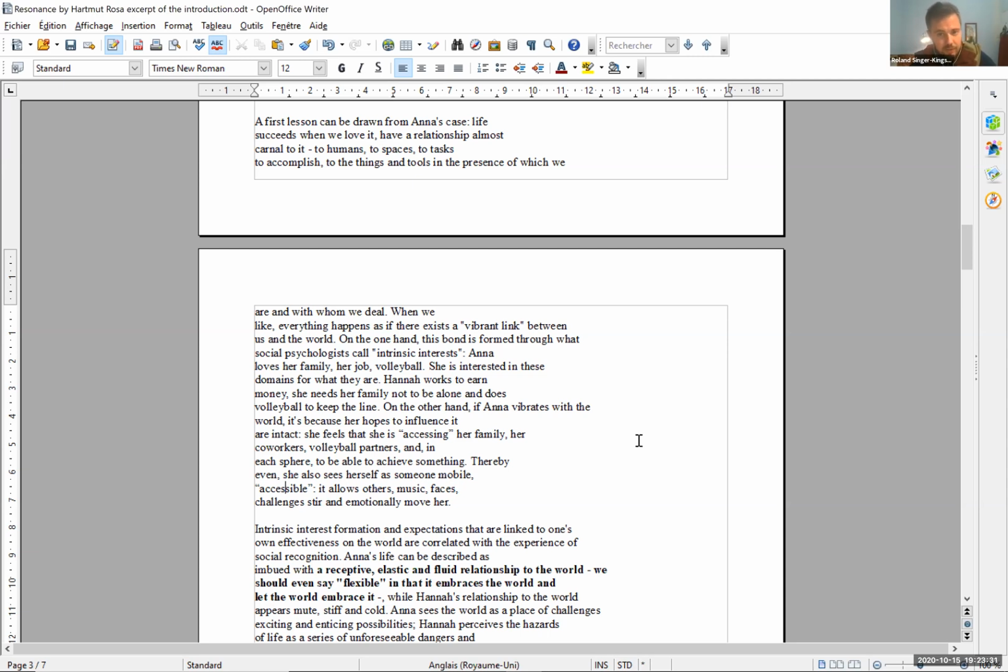On the other hand, if Anna vibrates with the world, it's because her hopes to influence it are intact. She feels that she is accessing her family, her co-workers, volleyball partners, and in each sphere to be able to achieve something. Thereby, she even sees herself as someone mobile, accessible. It allows others, music, faces, challenges to stir and emotionally move her.